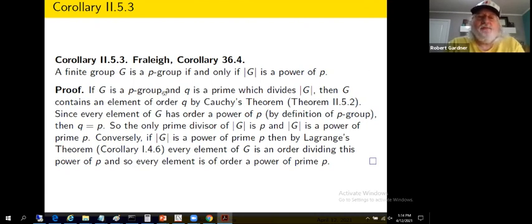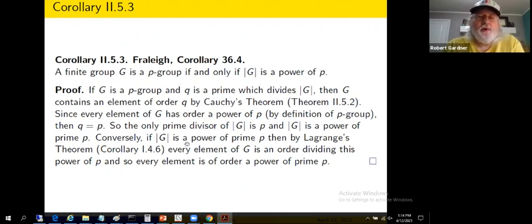If G is a P group and Q is some prime which divides the order of G, then G contains an element of order Q. Cauchy's theorem guarantees that, as we just saw: for a prime Q dividing the order of a group, there's an element of that order. But every element of G has order a power of P. That was the definition of P group. So we'd have to have Q equal to P in that case. So the only prime divisor of the order of G is P, and so the order of G must be a power of that prime, P.